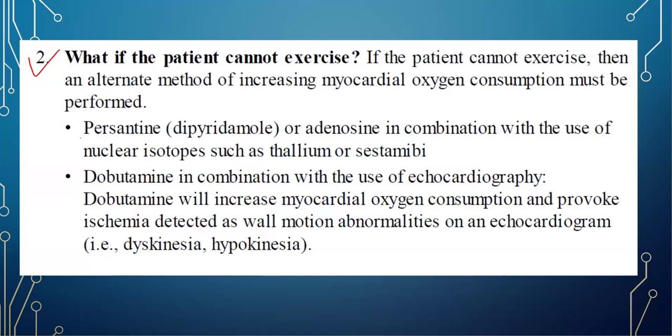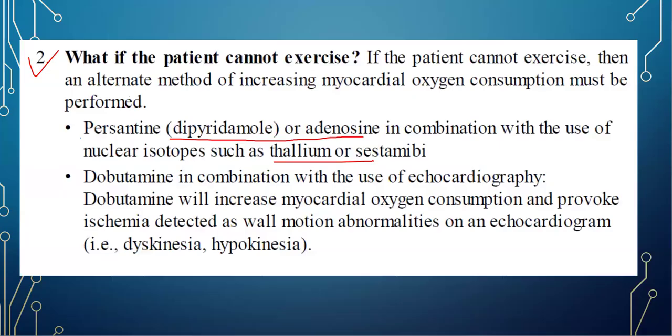The second thing: the patient's baseline ECG is normal, but the patient cannot exercise. That means you still can't do the stress test. So in that case, you will need to give something which will make the heart act as if it is actually exercising. So you can give some chemical which can run the heart. That's what we call dipyridamole or adenosine, combined with thallium. So what does it mean?